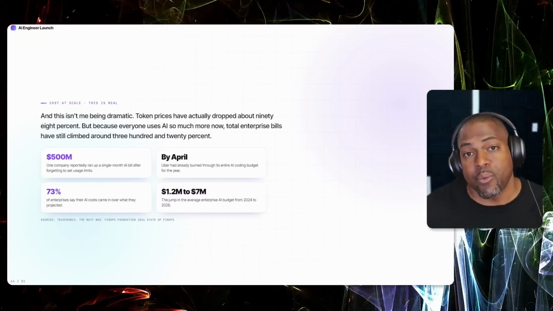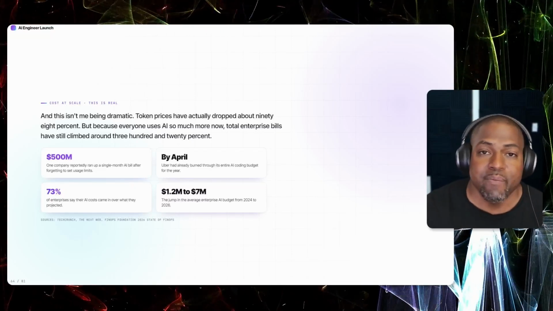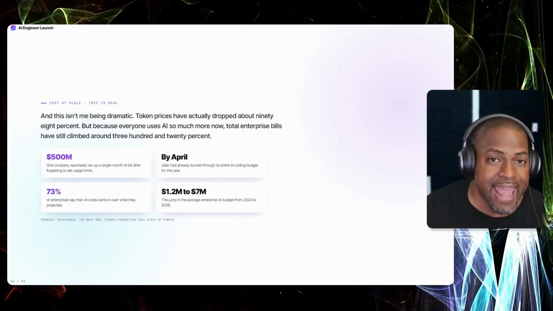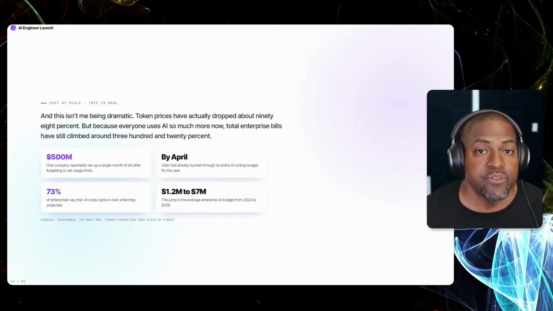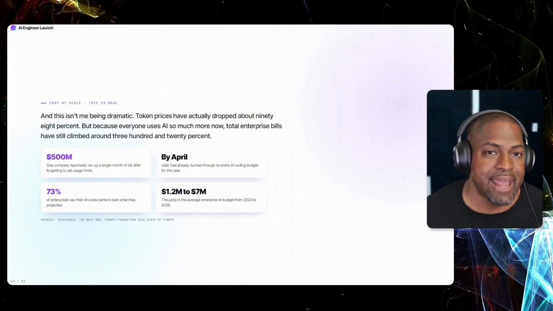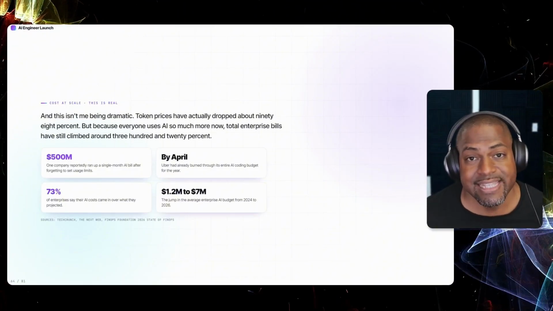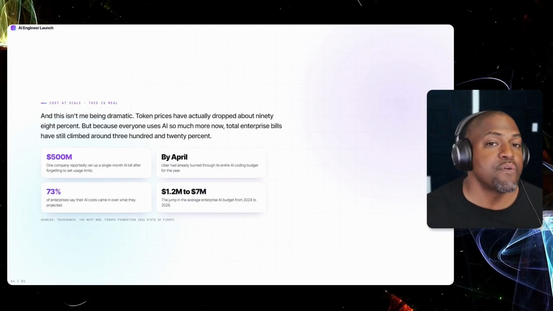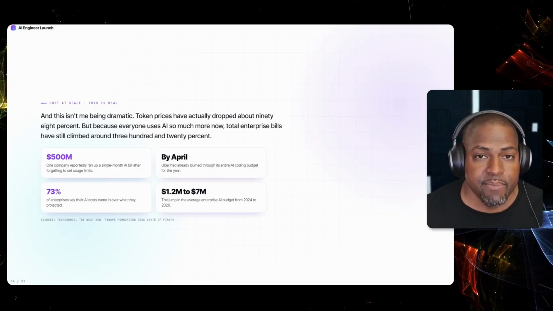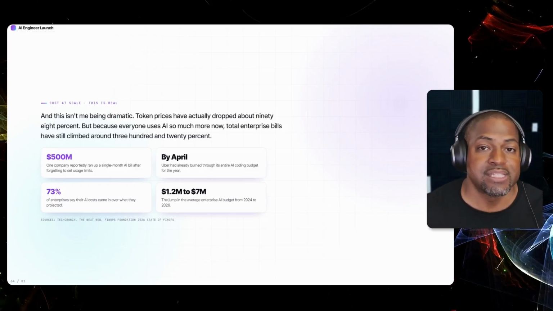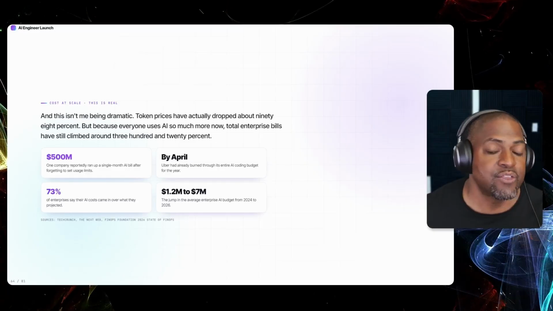That exploded there. One company ran up about $500 million in a single month AI bill after forgetting to set a use limit. Uber burned through its entire AI coding budget for the year by April. 73% of enterprises say AI costs came in way over projection. The average enterprise AI budget jumped from 1.2 million to 7 million between 2024 and 2026.